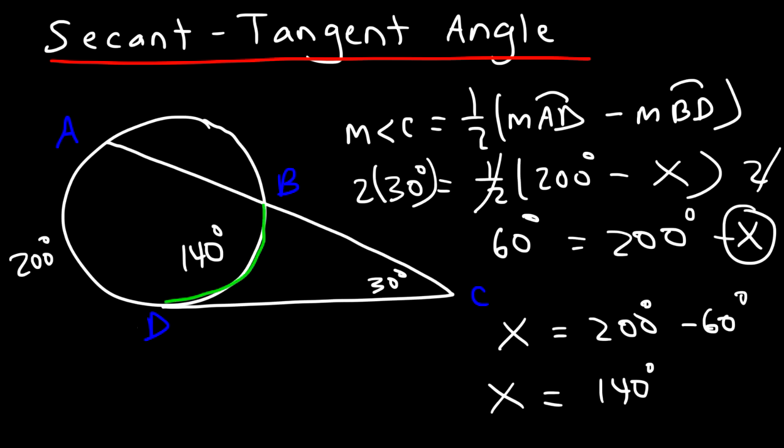It's 140 degrees. Now, something else that you need to know is that if you have two inscribed angles, and they intercept the same arc, the two inscribed angles are congruent. So let me give an example to illustrate this. Let's say this is angle A. And here we have angle B. And let's say this is D and E. So if this is X and this is 40 degrees, what's the value of X?